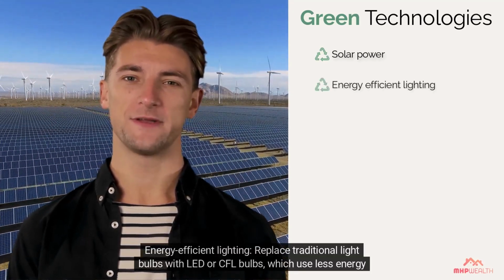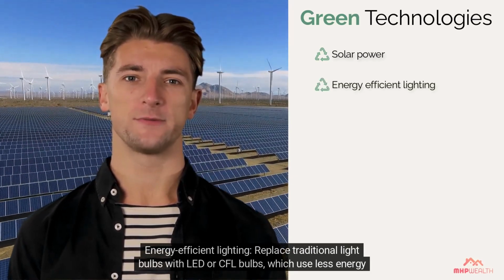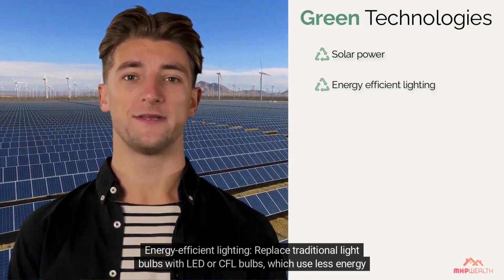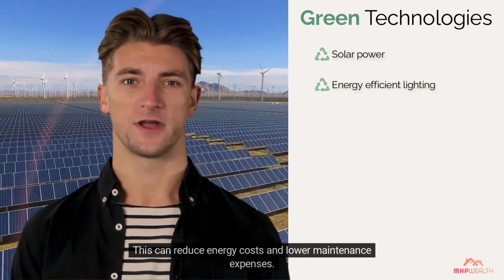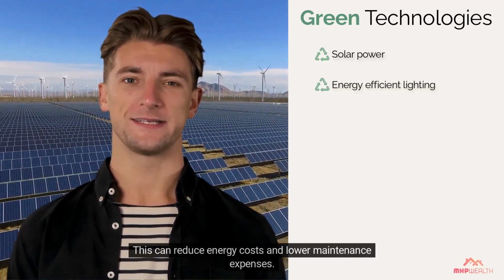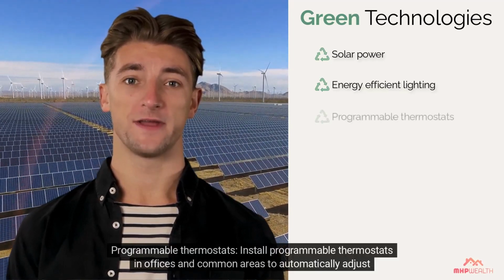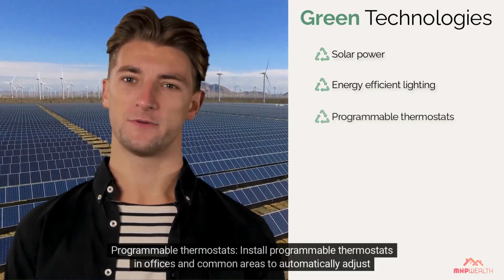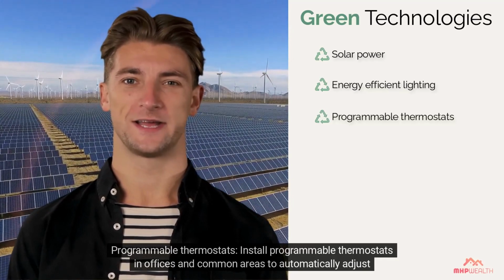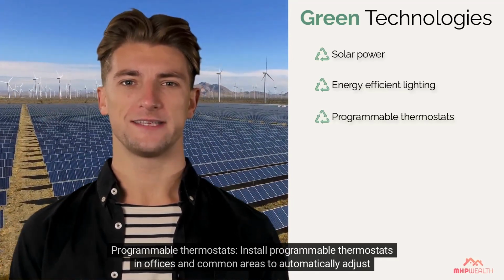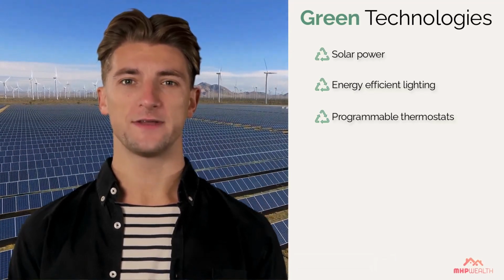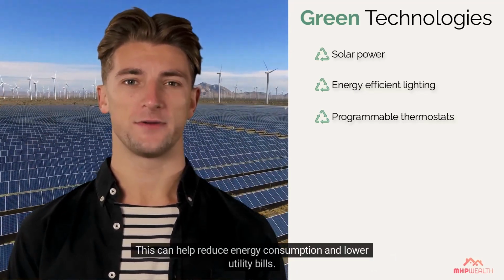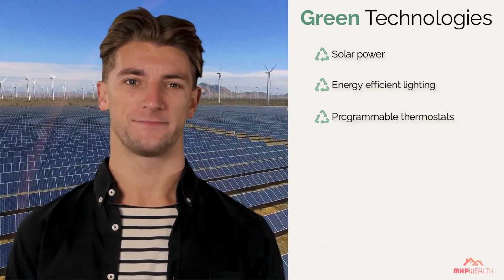Energy-efficient lighting. Replace traditional light bulbs with LED or CFL bulbs, which use less energy and last longer. This can reduce energy costs and lower maintenance expenses. Programmable thermostats. Install programmable thermostats in offices and common areas to automatically adjust heating and cooling settings based on occupancy and time of day. This can help reduce energy consumption and lower utility bills.